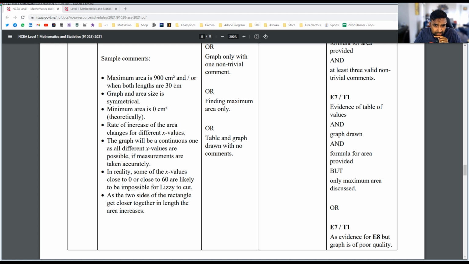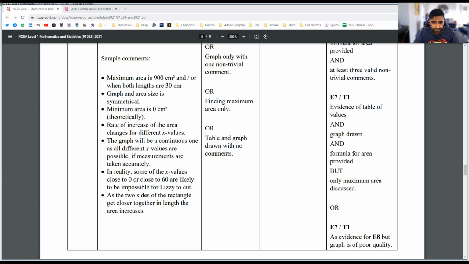Rate of increase, area changes with different x values. Yep, it's pretty common. This is a continuous one, so you could have like 25.25 as the width. Unlike the previous question, if you remember, there was discrete. You can only have it going up in 1s.